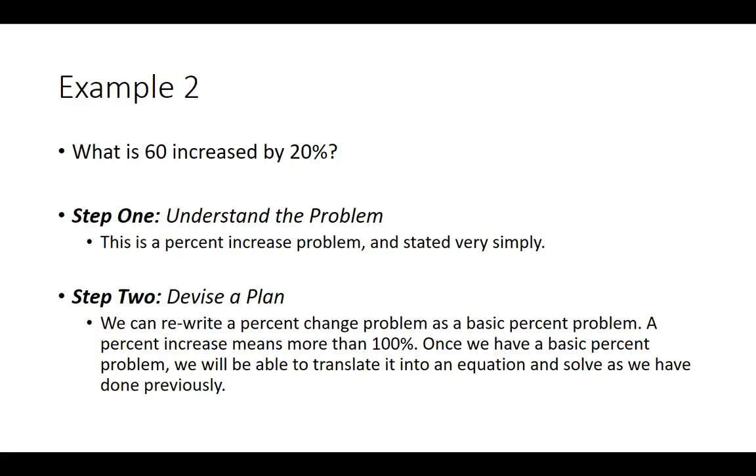Example 2. What is 60 increased by 20%? Step 1 would be to understand the problem, and this is a percent increase problem, stated very simply. Let's devise a plan. We can rewrite a percent change problem as a basic percent problem. A percent increase means more than 100%. Once we have a basic percent problem, we'll be able to translate it into an equation and solve as we have done previously.